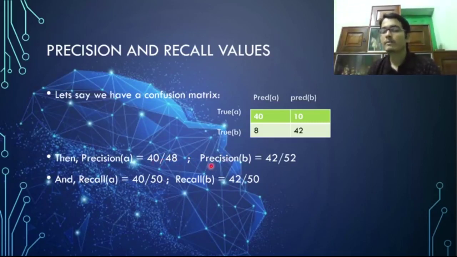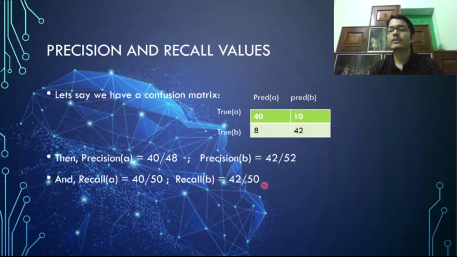What is our precision of B? We are predicting 52 as B, that is 42 plus 10, out of which 42 are correct. So 42 out of 52 is the precision of B. And what would be the recall of A? The true value of A is 50, out of which we recall 40 correctly. So the recall value of A will be 40 upon 50. Similarly, for the recall value of B, we have 50 true values of B, out of which we could recall only 42 correctly in our predicted column.